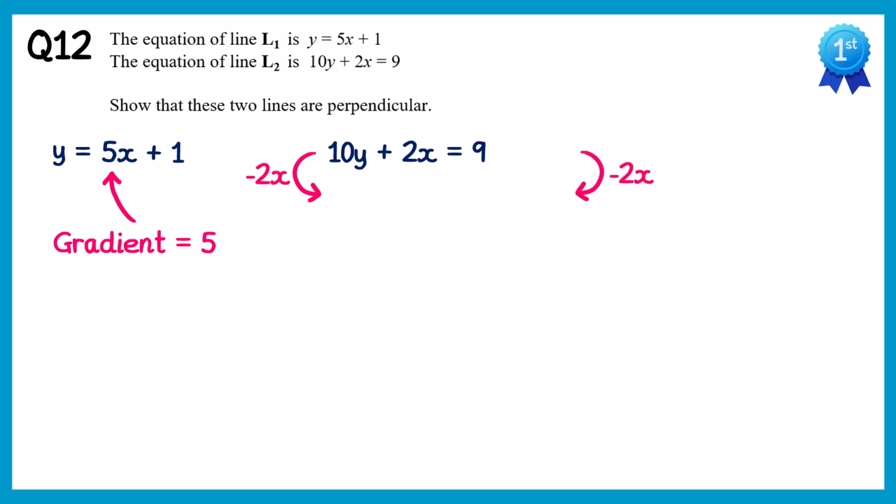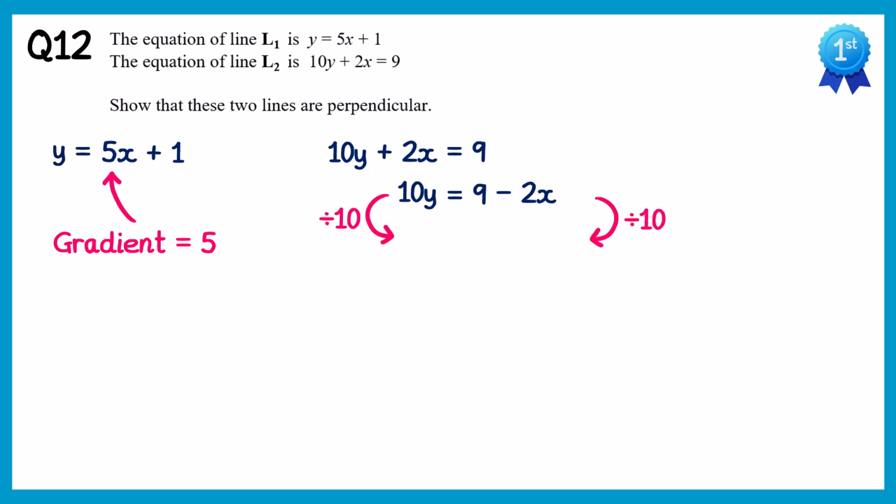We'll start by subtracting 2x from both sides. On the left hand side this will give us 10y, and on the right hand side 9 subtract 2x. Then we're going to divide both sides by 10. On the left hand side 10y divided by 10 is just 1y, and on the right hand side we'll do 9 divided by 10, which is 0.9, and then we have negative, and we need to do 2x divided by 10, which is 2/10 of x. We can simplify this negative 2 over 10 to negative 1 over 5.